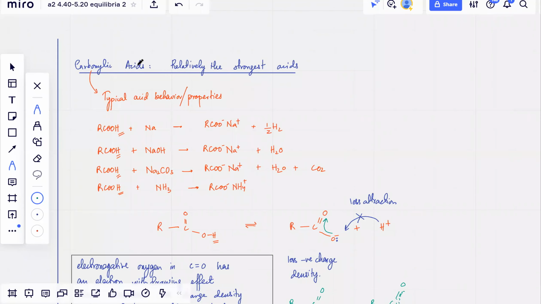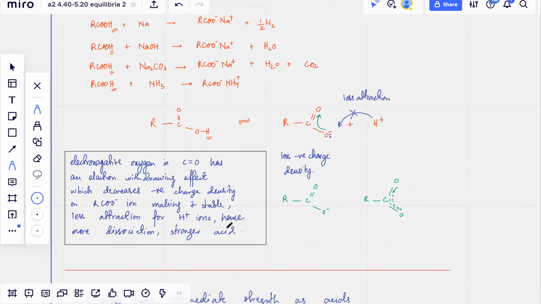So I think we had started talking about carboxylic acids, that they were relatively the strongest of the weakest acids. They had typical acid properties. They would lose the H plus one. Why would they lose the H plus one? Because when the H is lost, they had an electronegative oxygen next door, which would pull the electron density away from it, and the negative charge would be lesser, which is why the H plus one was not very strongly attracted to this O negative, which is why the H plus one would dissociate more. Okay, so that was the reason for that.